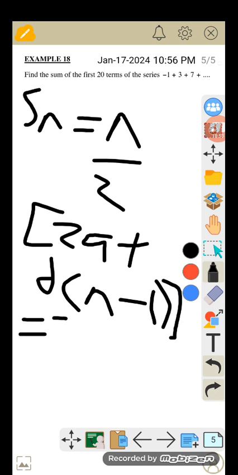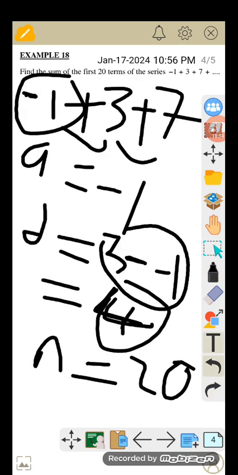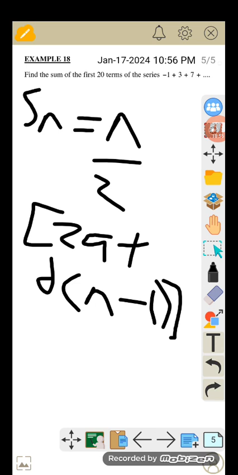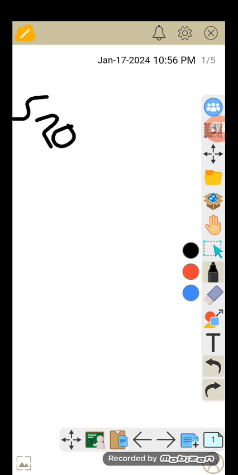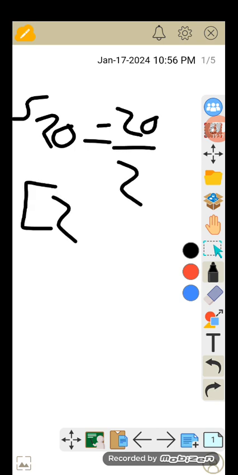At n, I'm going to put 20. I'm going to say something like this. Let me, I don't know where I should write. I'm going to say my sum of what? S20. I'm just going to substitute right now. Where I see n, I put 20, just like this, over 2, into 2. Remember, my first term is minus 1.